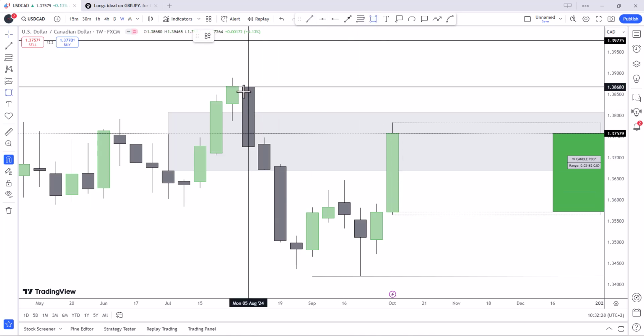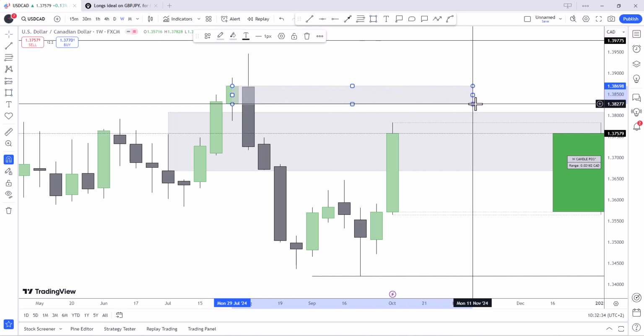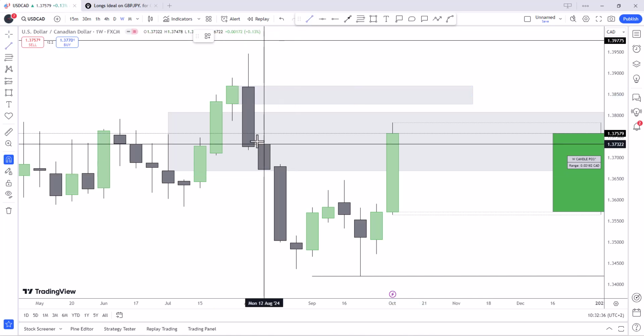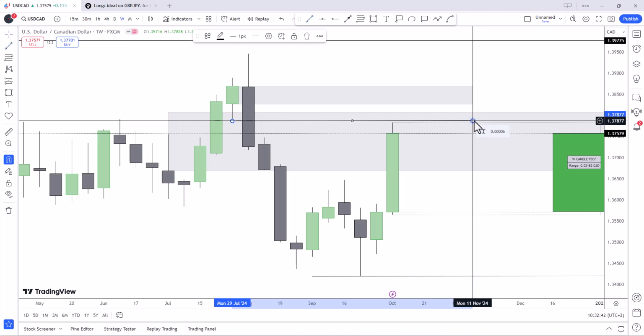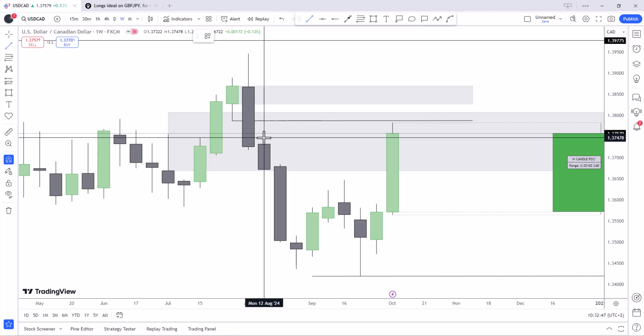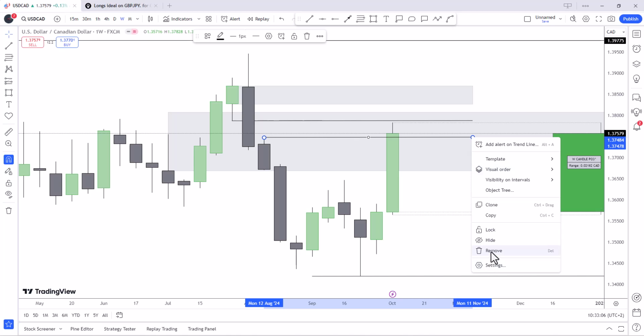Now where is price heading? Number one, we've got a weekly bearish order block right here, right? That's a weekly bearish order block, and we've got a fair value gap. So that's the fair value gap high, and this is the fair value gap low. So that's the fair value gap low.